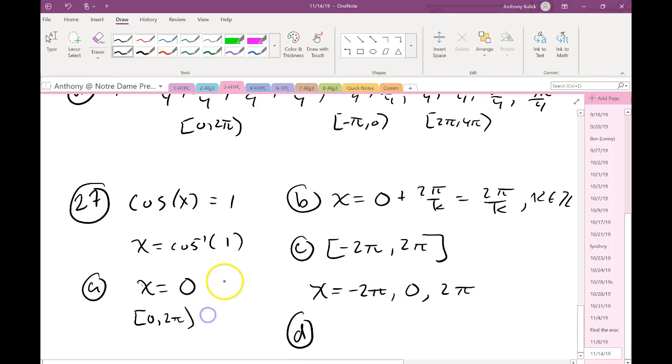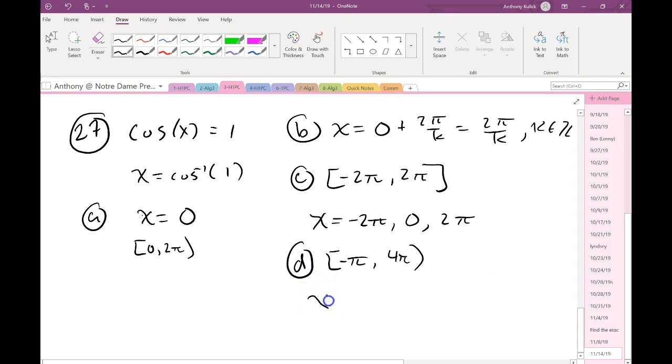And then for part D, the interval was negative pi and up to 4 pi. So here my answers are going to be 0 and 2 pi. That's it. Why don't I include 4 pi? Because it has that parenthesis there.